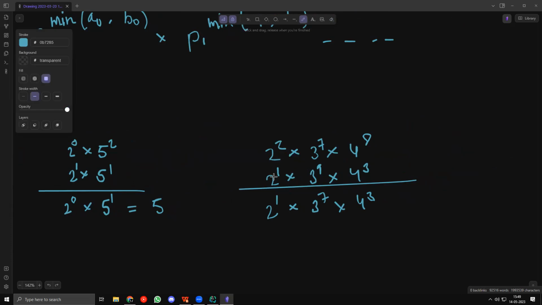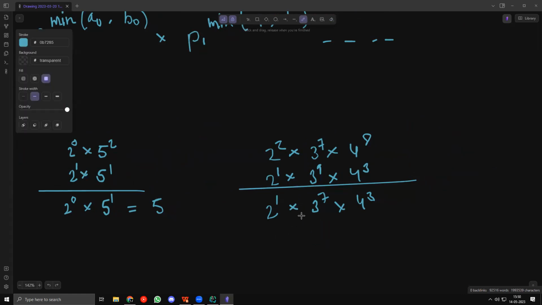And the issue is, if I take anything more than 2, if I take 2 to the power of 2, for example, I won't be able to divide the first number, right? Now, for the second number, if I take 3 to the power of 8, for example, I won't be able to divide the first number, right? The first number will be indivisible.